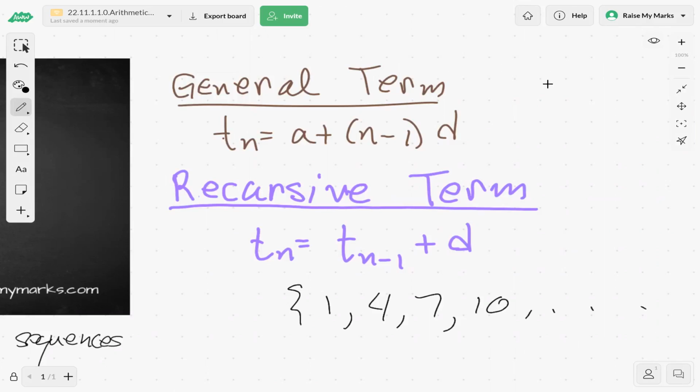An arithmetic sequence has a very specific form. Our general term has this form: some number plus some multiple of some other fixed number. A recursive term, so what does recursive mean? It means it's defined in terms of the previous term. So in our example here, 1 is our first term, or our A. So A equals our first term.